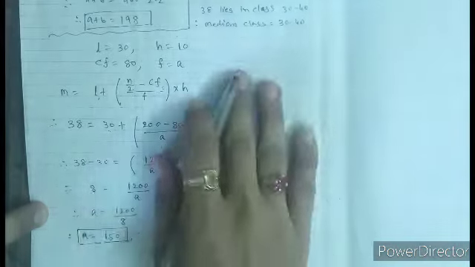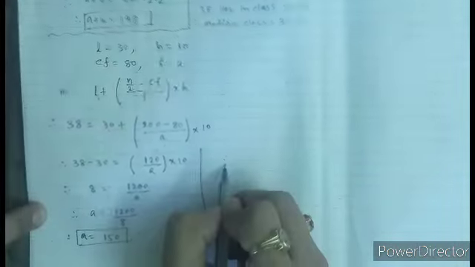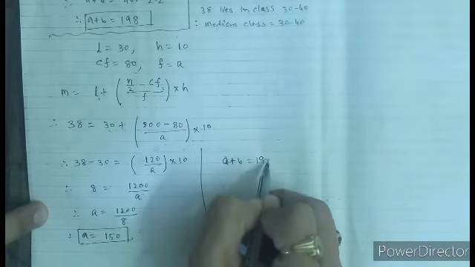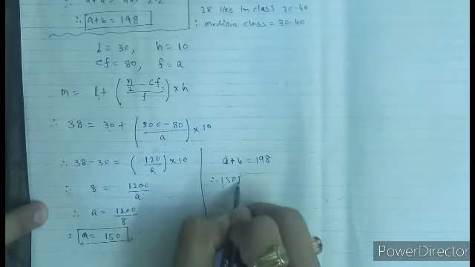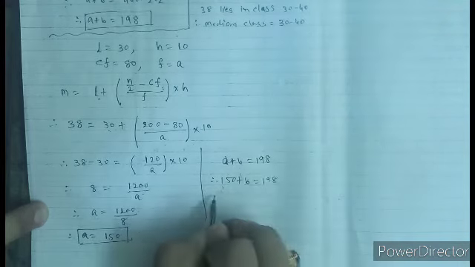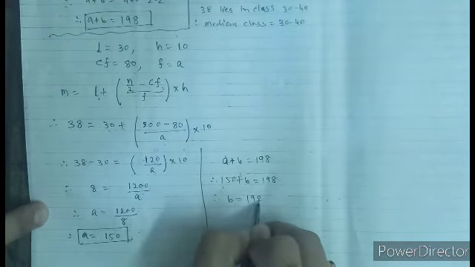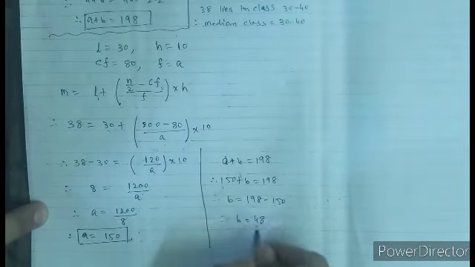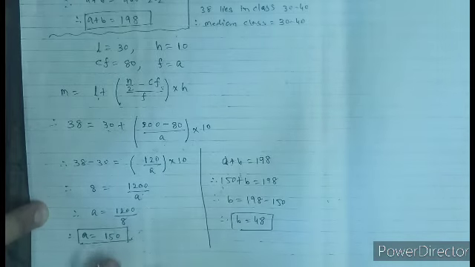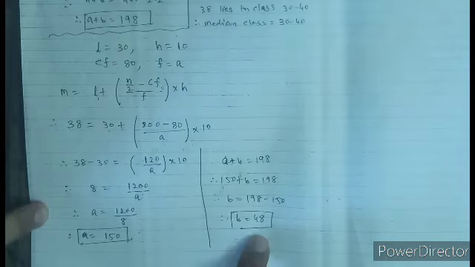Now as we know that we have already obtained A plus B equals 198, so we can use that result. In this term we can apply the value of A: 150 plus B equals 198. Therefore B equals 198 minus 150. Therefore, B equals 48. So this way we can get both the missing frequencies A and B. Here A is 150 and B is 48. So my dear students, this was the explanation to obtain missing frequencies in case when the median is given.